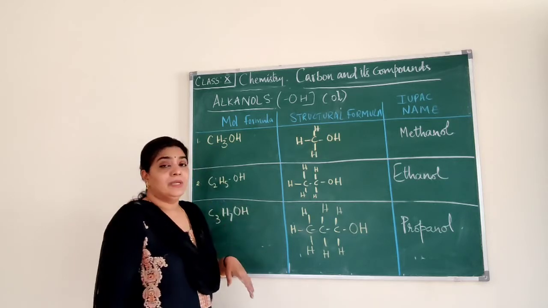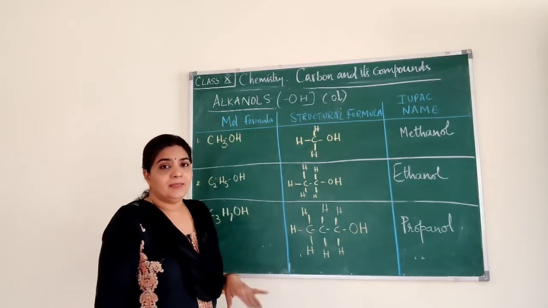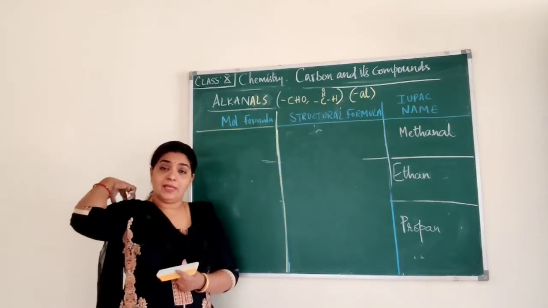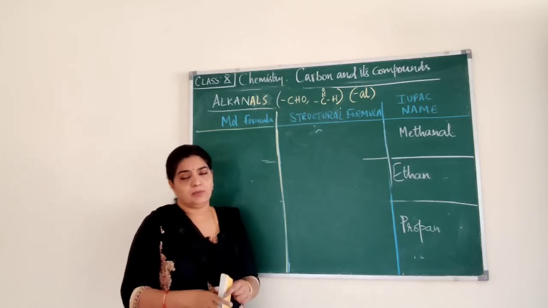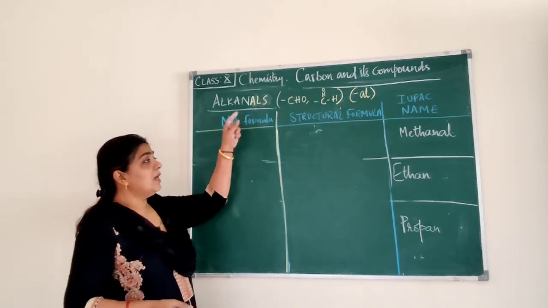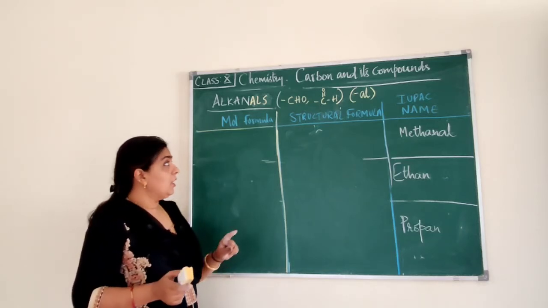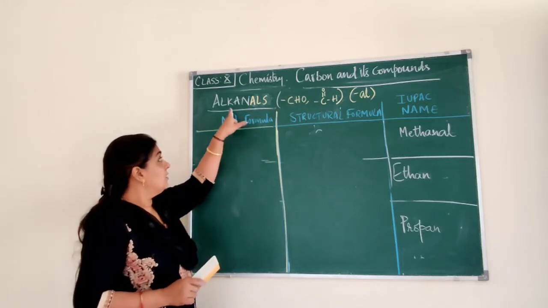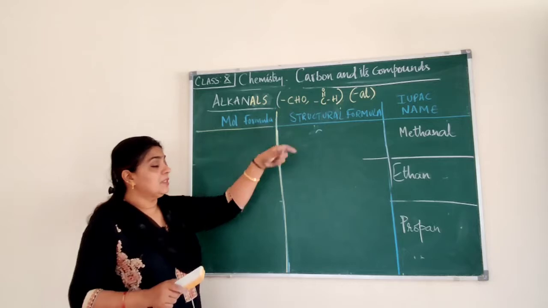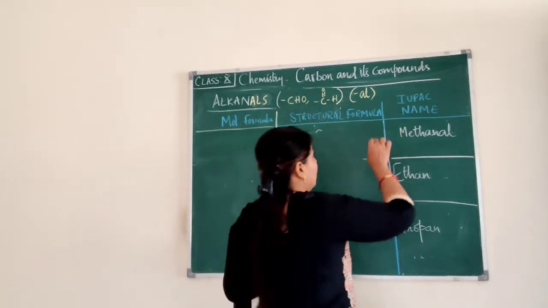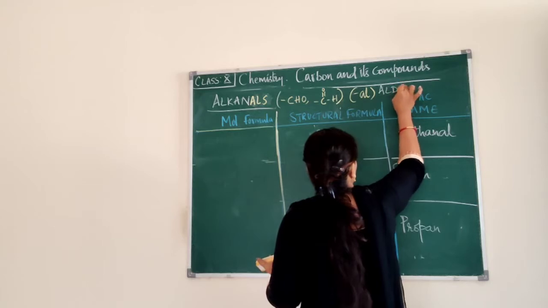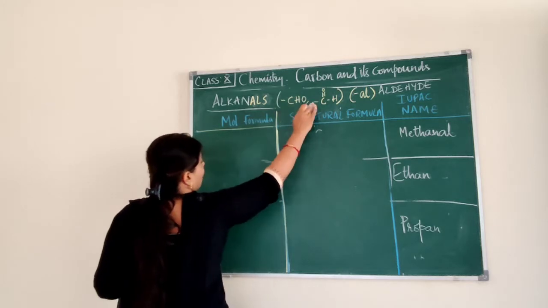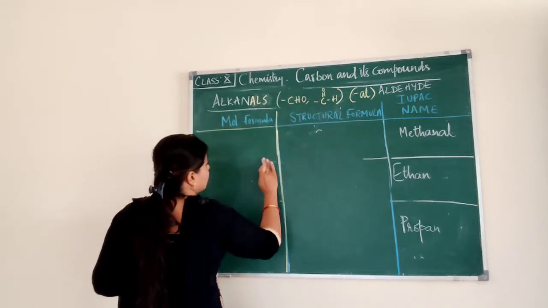Next, let us go to the next family, that is the aldehyde group. So we learnt about alcohol, that is alkanols. Now let us go to the aldehyde group. You know very well, it will have the suffix al, right? This is the aldehyde functional group. So you have to write CHO. That is the formula.